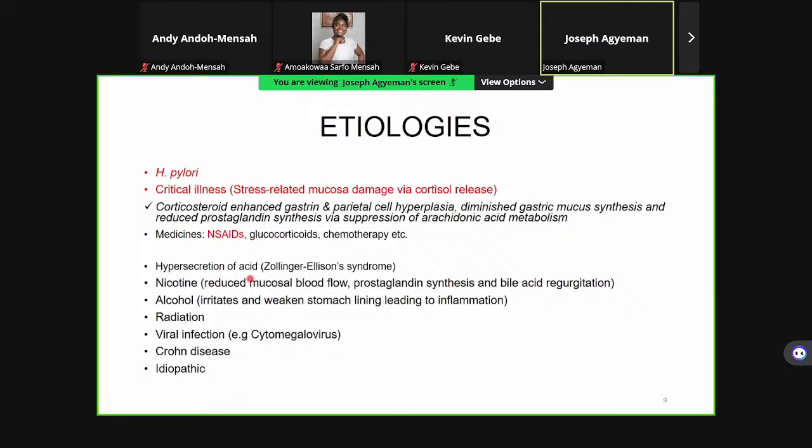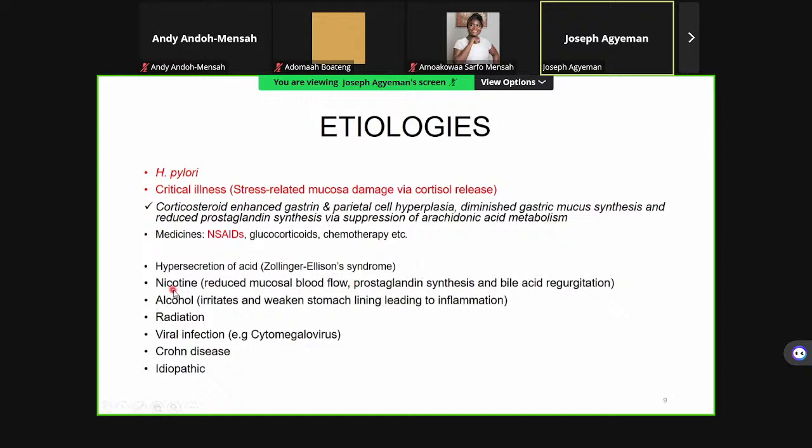Then you can have issues like hypersecretory states, the so-called Zollinger-Ellison syndrome. So people can get, for example, cancerous G cells of the pancreas, gastrinomas, and they release a lot of gastrin that can do both direct and indirect acid secretion. And therefore, they release an excessive amount of acid that can lead to ulcer production.